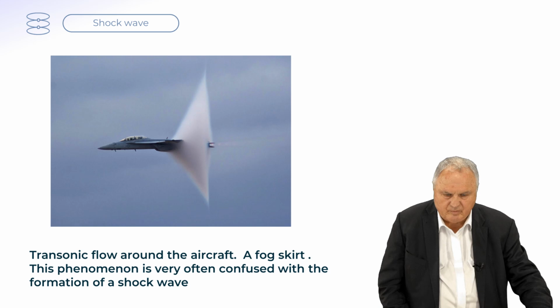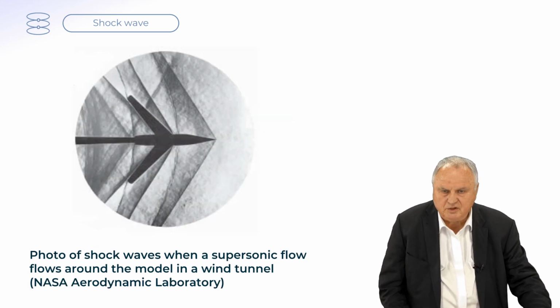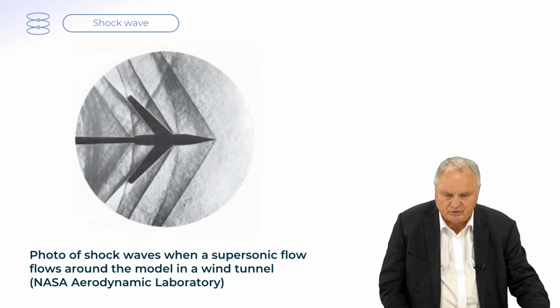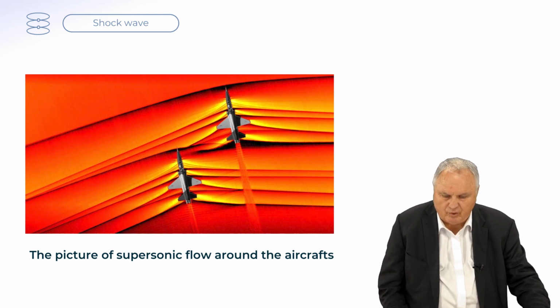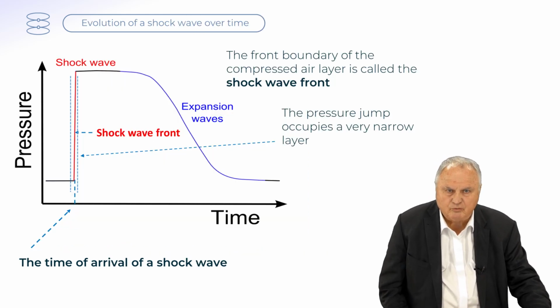In this picture, transonic flow around the aircraft, a fog skirt. This phenomenon is very often confused with the formation of shock waves. Here you can see a picture of shock waves from an airplane model in an air tube and from two airplanes in real conditions. This is the model in the air tube, and this is the picture of supersonic flows around the aircraft. Let's move on to the description of shock waves.